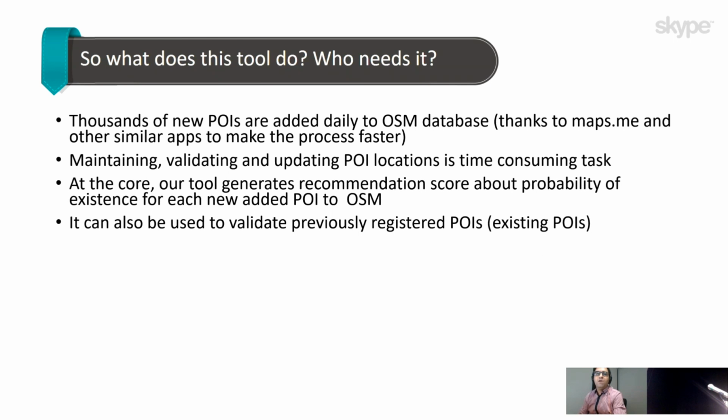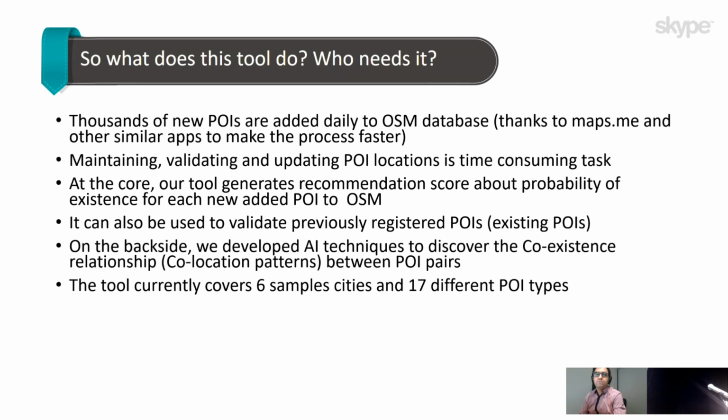At the core, our tool generates a recommendation score about the probability of existence for each newly added point of interest to OSM. So it's a recommendation system at heart. It can also be used to validate previously registered points of interest, which we call existing points of interest. On the backside, we developed artificial intelligence techniques to discover the coexistence relationship, which is very well known in academia as co-location patterns between POI pairs.